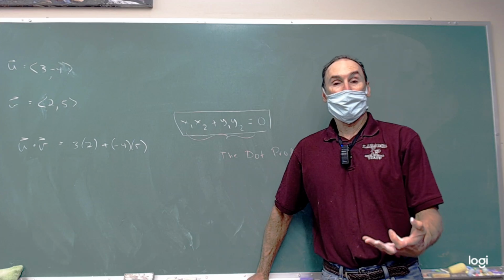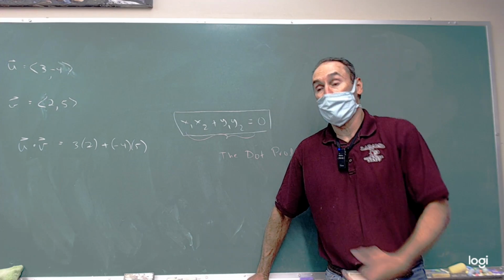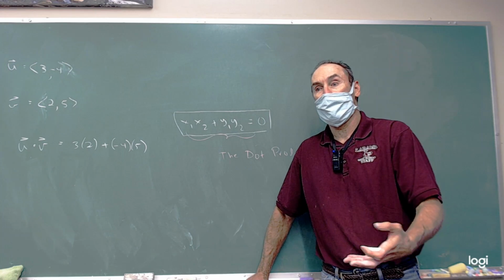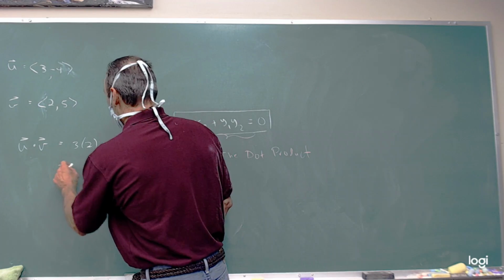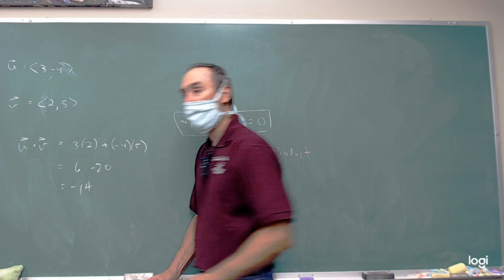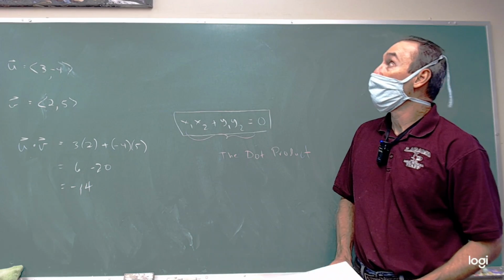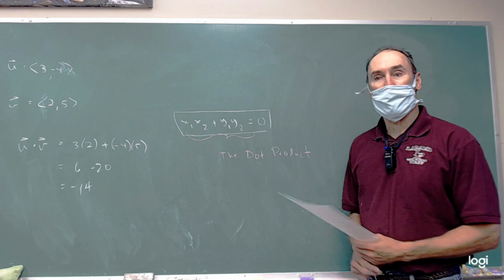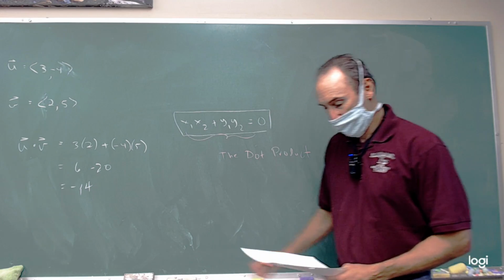Now, if that equals 0, we know the vectors are perpendicular. And if it doesn't, well, then they aren't. That probably has some significance, but we'll talk about that later. But this is going to be 6 minus 20, negative 14. So the dot product is negative 14. Is that okay? So they're not perpendicular. These are not perpendicular. Okay? All right.